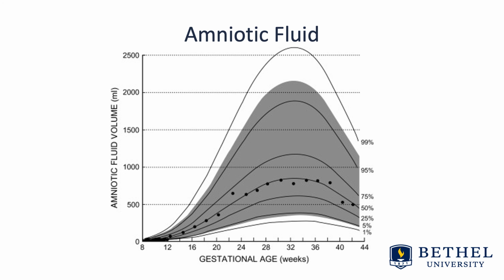So that's oligohydramnios. And then polyhydramnios is when there's too much fluid. That could be multiples, various chromosomal abnormalities. Half the time we don't know why it's too much. We'll explore that more in depth in your antepartum course.